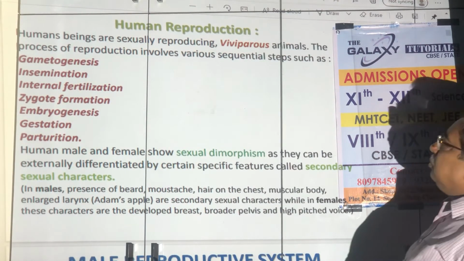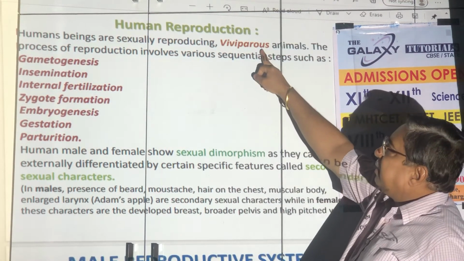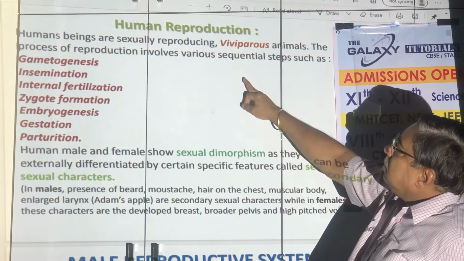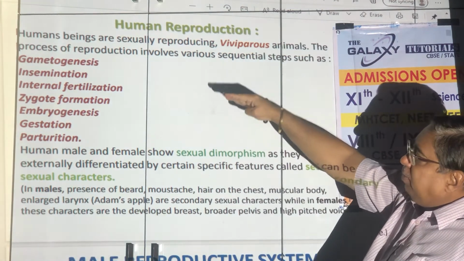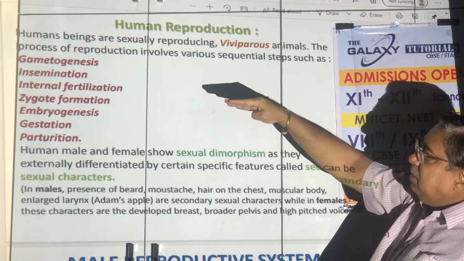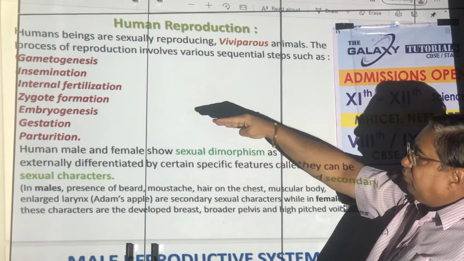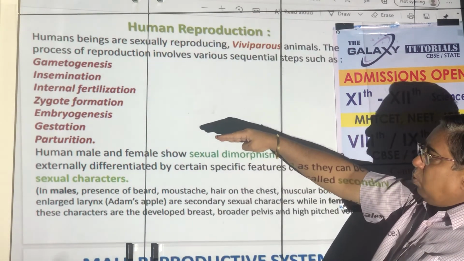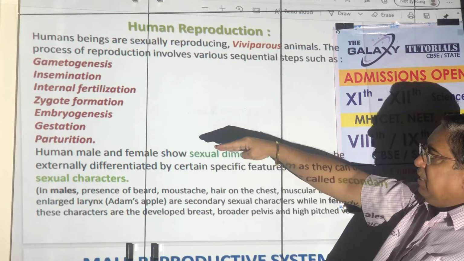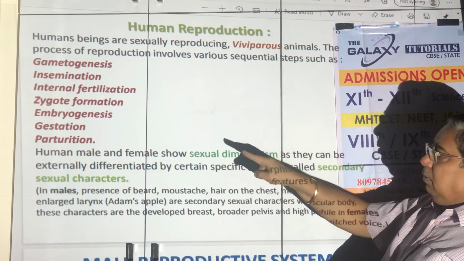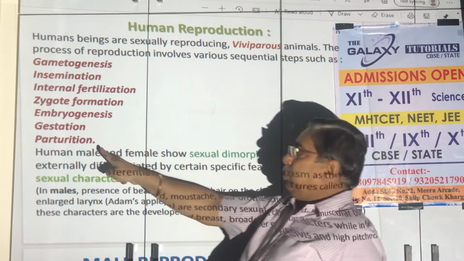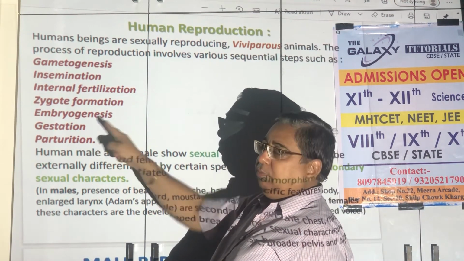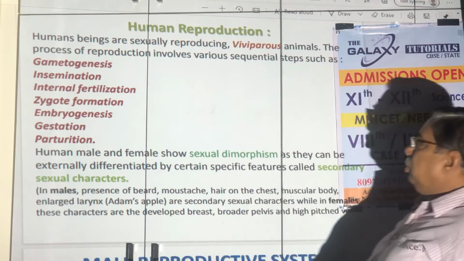Human reproduction. Humans are viviparous, giving birth to live young. Oviparous animals give rise to eggs. First gametes are formed, then we deposit the gametes, fertilize, zygote is formed, embryo is formed. It is kept in the womb till it acquires a particular stage and then it is delivered, called parturition. Implantation and growing in the womb is gestation. Please be careful with the word for your MCQs.